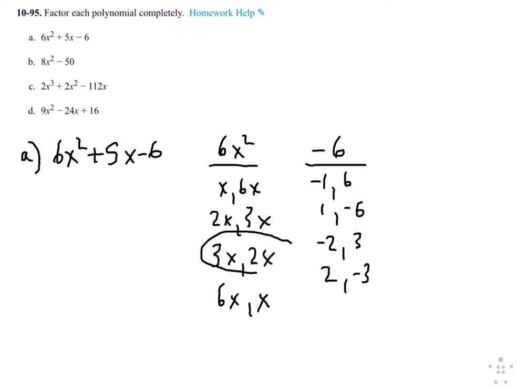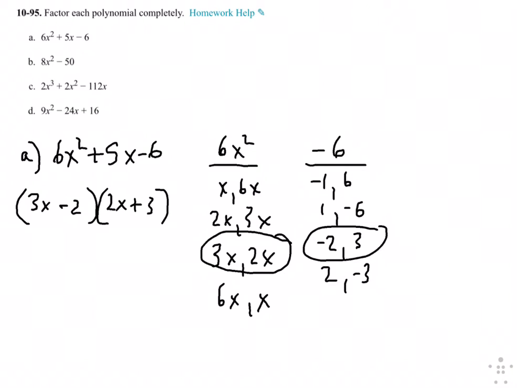So it's this one. The outers would be 3x and 3, that's 9x. And the inners are 2x and negative 2, that's minus 4x. 9x minus 4x is 5x. So this factors to 3x, 2x, and then minus 2 plus 3.